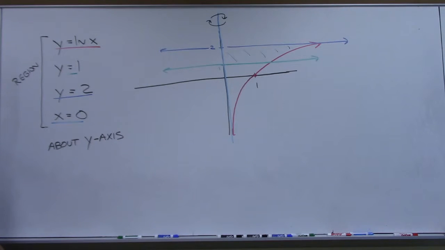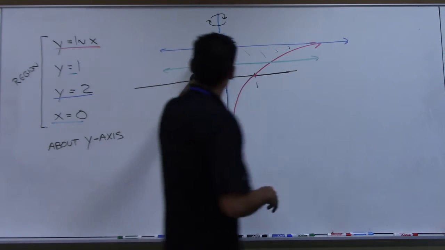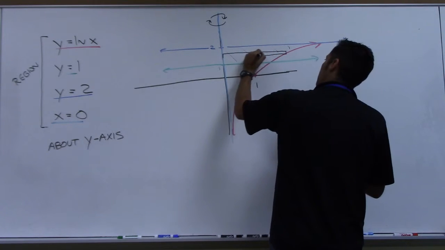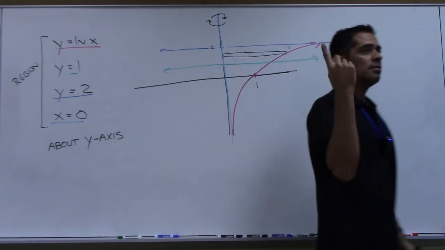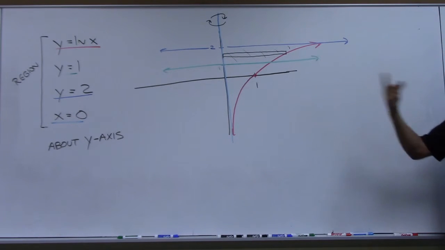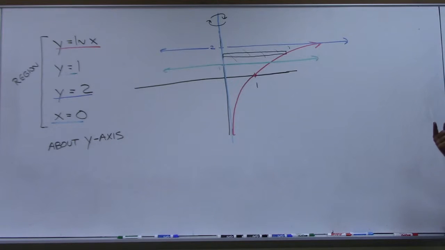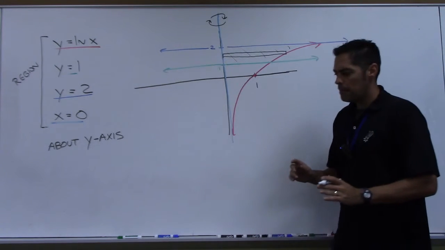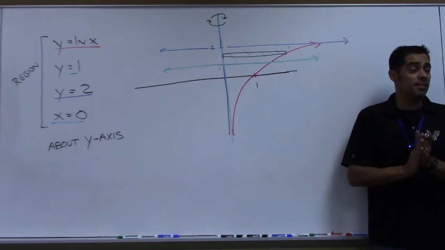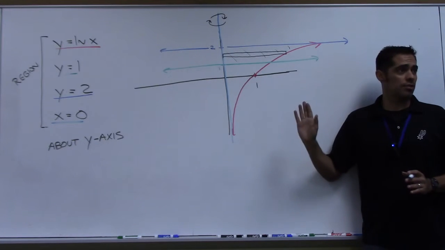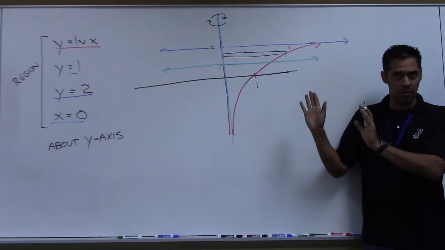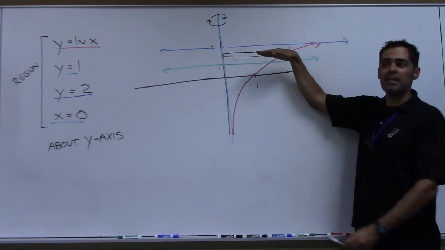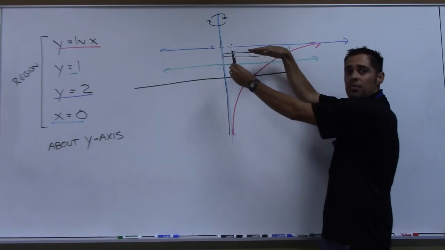Horizontally, don't they? I need my rectangle to look like this, so that when I wrap it around, I create the disk that I need. This is the first time you'll hear me say this, and I'll say it several times. When you're using the method of disks or washers, which is what we're doing, your rectangle will always be perpendicular to your axis of rotation.